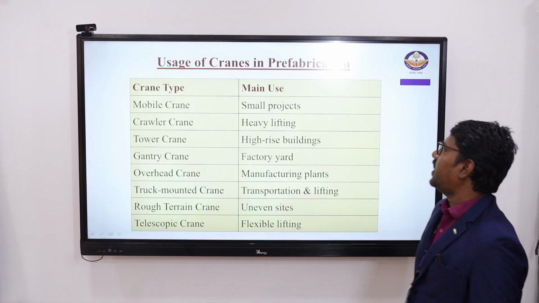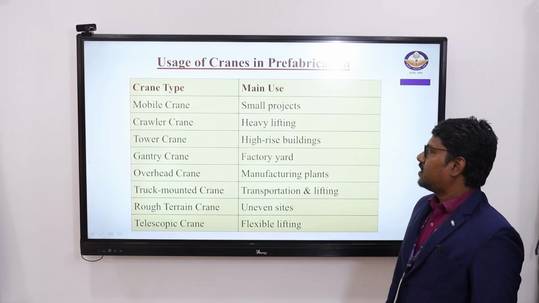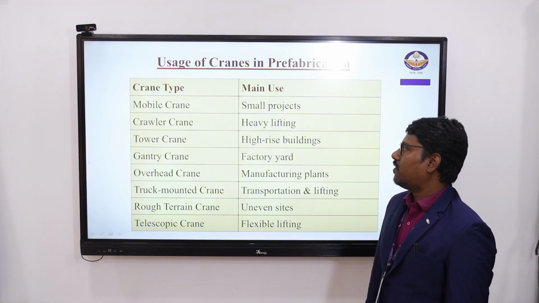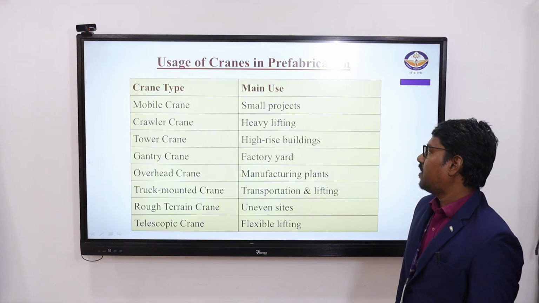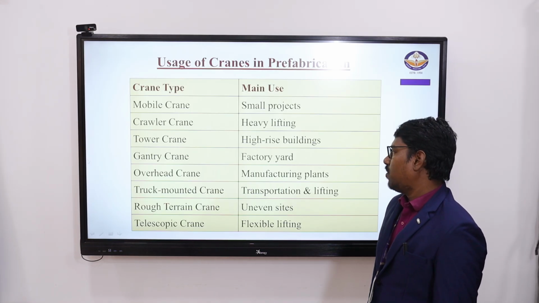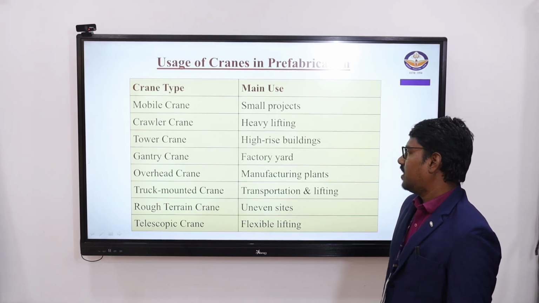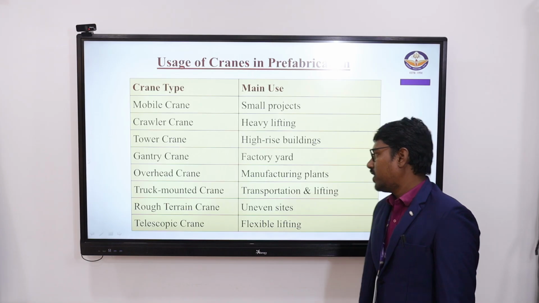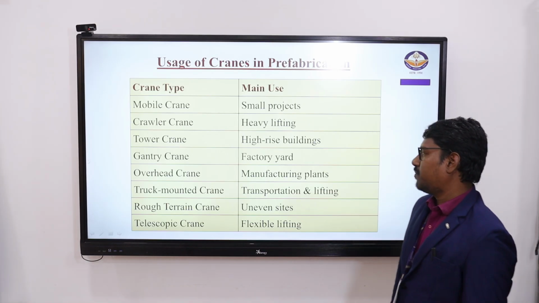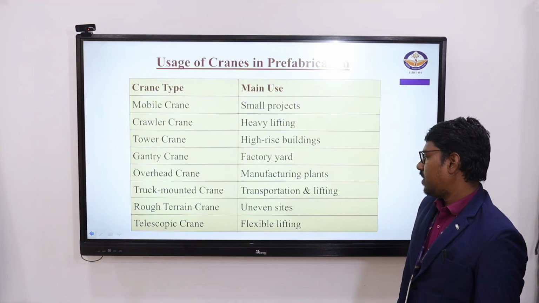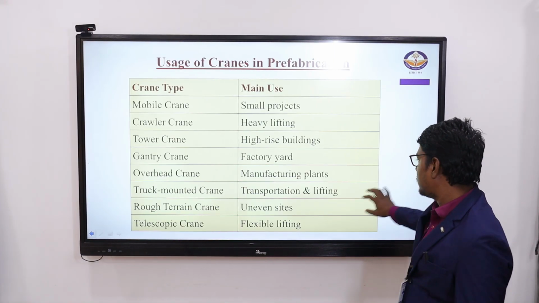Next, usage of cranes in prefabrication. Generally, mobile cranes are used for small prefabricated houses, crawler cranes for heavy lifting, and tower cranes for high-rise and apartment buildings. Overhead cranes are used in manufacturing plants, gantry cranes in factory yards, and truck-mounted cranes for transportation and lifting. Rough terrain cranes manage uneven sites, and a telescopic crane is used for flexible lifting.